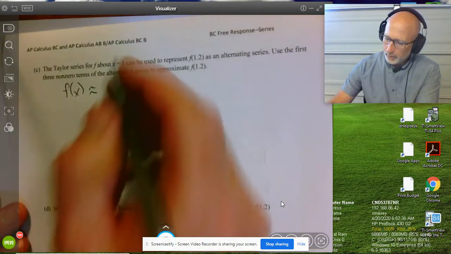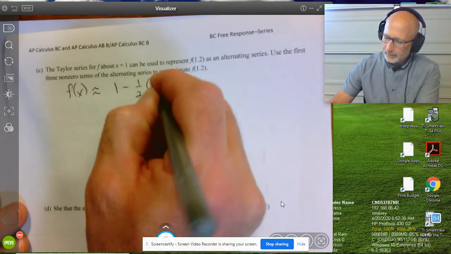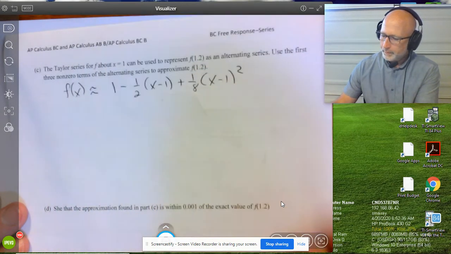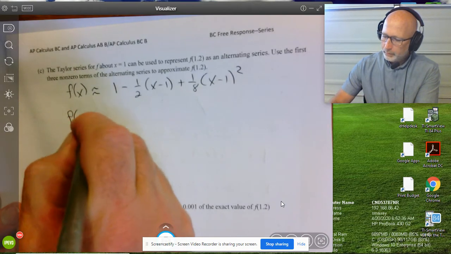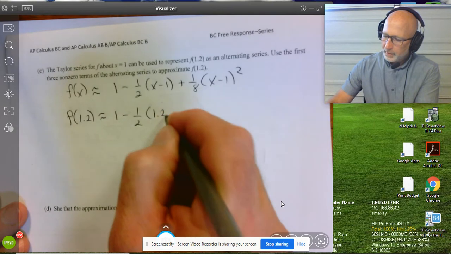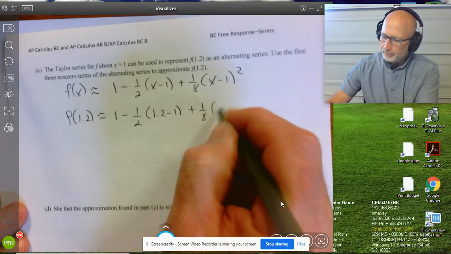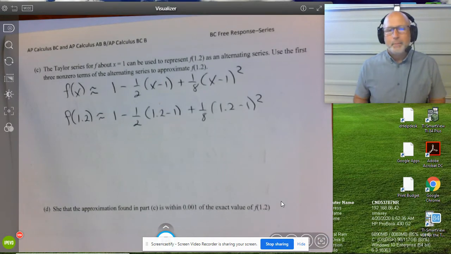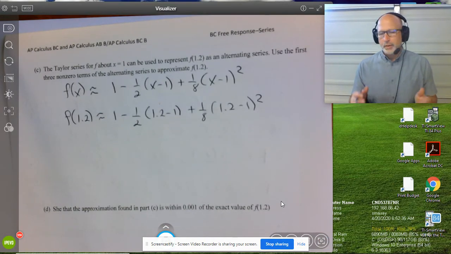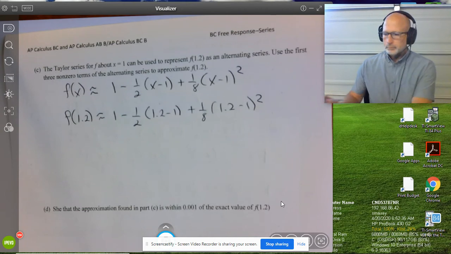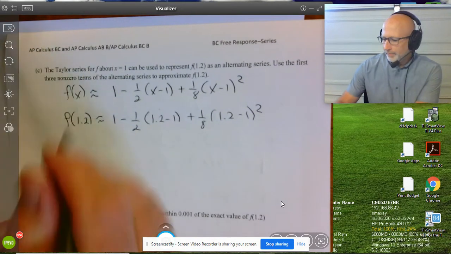So this is 1 minus 1/2 (x minus 1) plus 1/8 (x minus 1) squared. So f of 1.2 is approximately equal to 1 minus 1/2 times (1.2 minus 1) plus 1/8 times (1.2 minus 1) squared. Be done. Okay, by AP, they say all you have to do is show that you know how to do it. You don't actually have to go through and do the arithmetic to come up with the answer. You can leave your answers unsimplified. There you are.